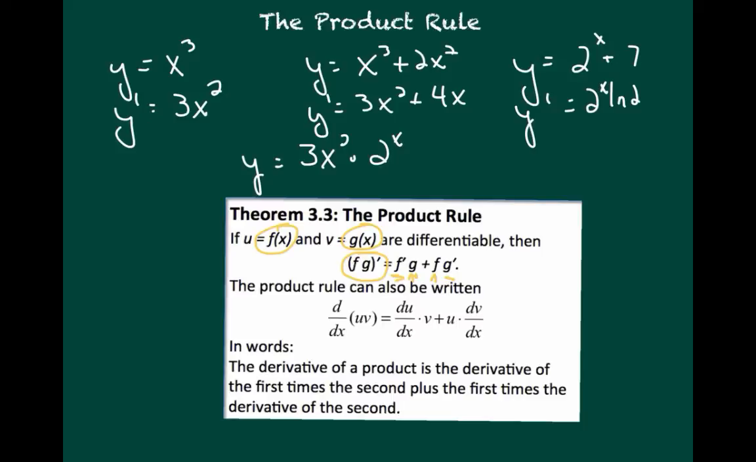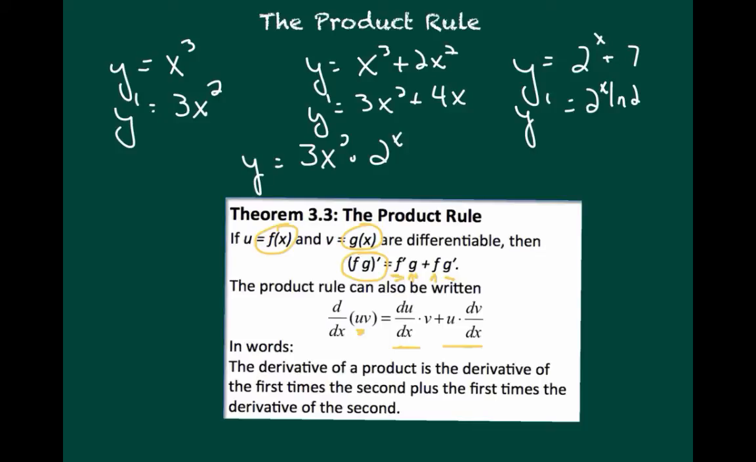Now, in this textbook and in others, you'll see the two functions notated as u and v. And so the derivative of the first is du dx. The second function is just v. The first function is u again, and the derivative of the second is dv dx. That's what's going on in this second definition. But in words, it's just the derivative of a product is the derivative of the first times the second plus the first times the derivative of the second. It's really not as bad as it looks.